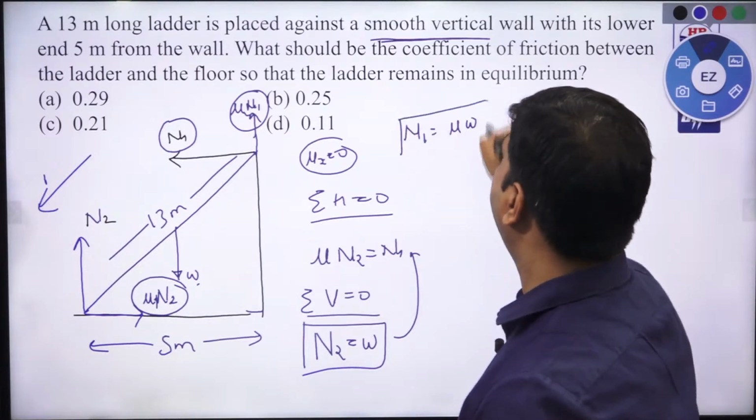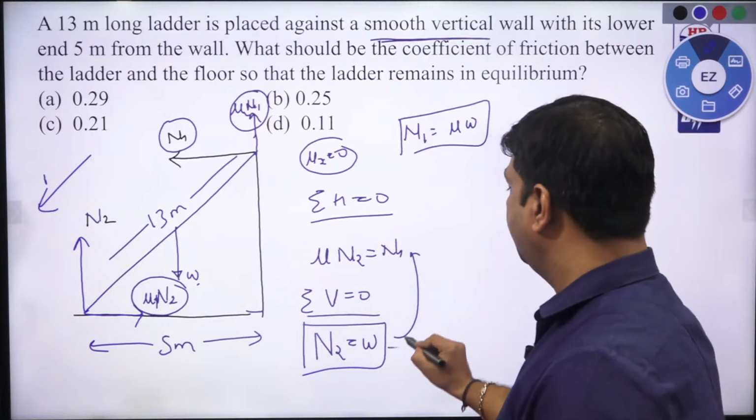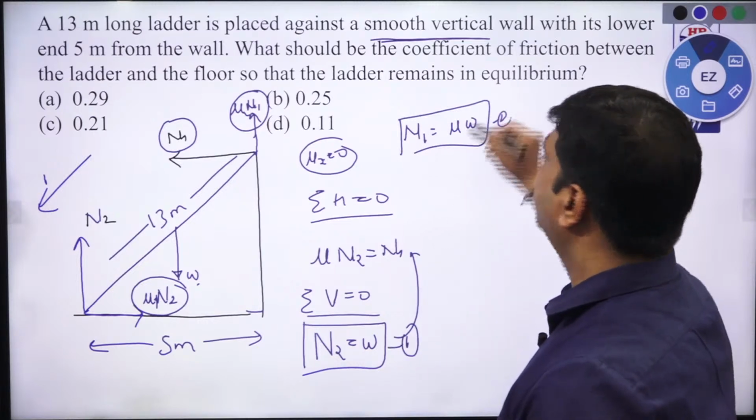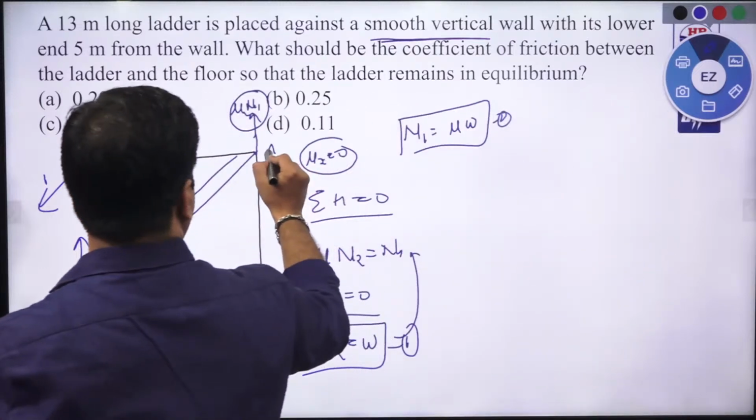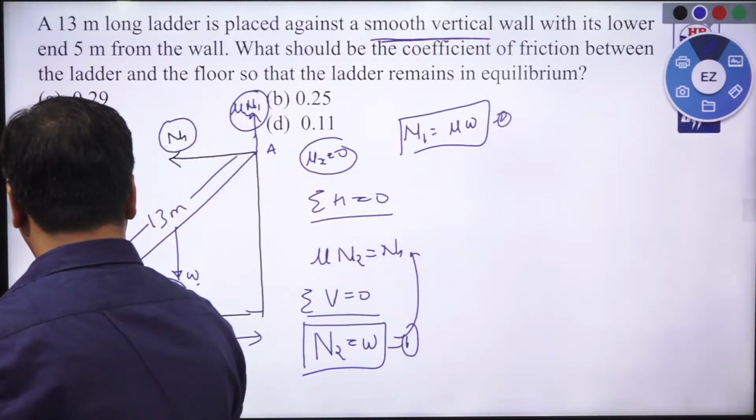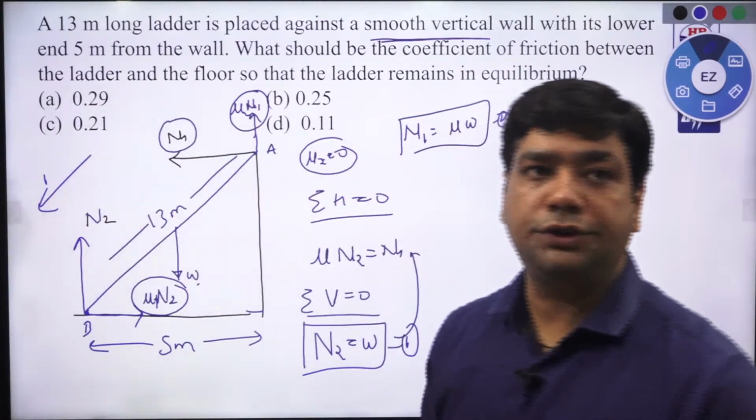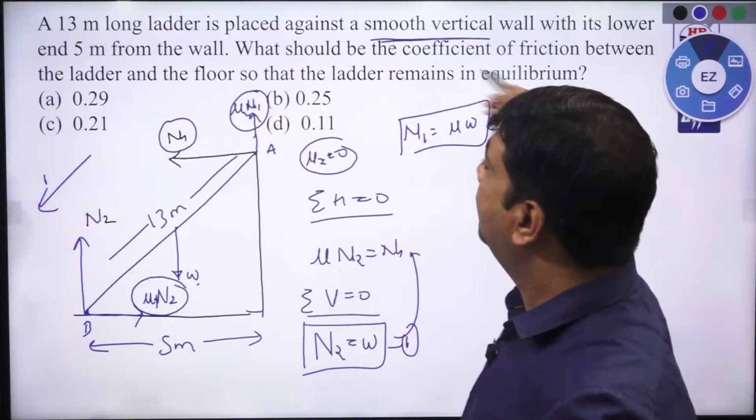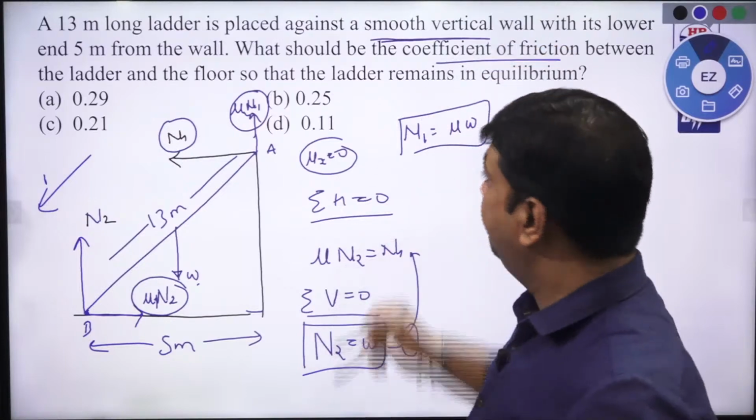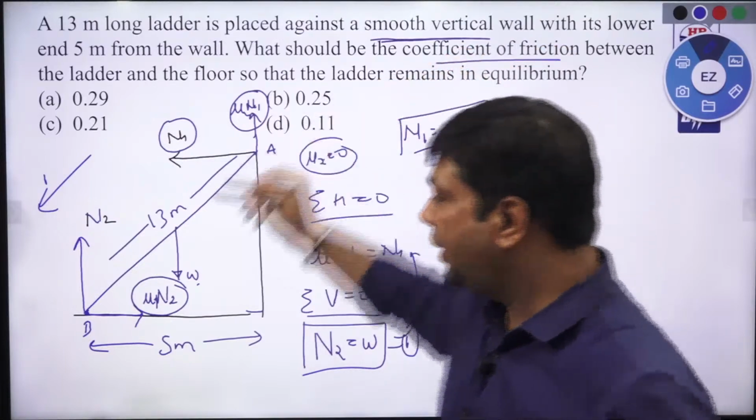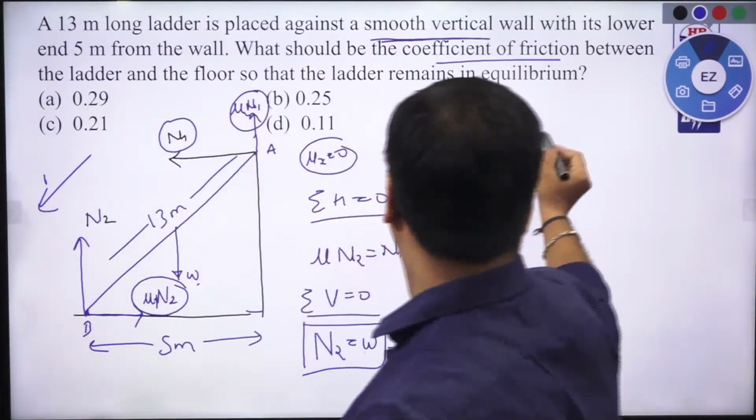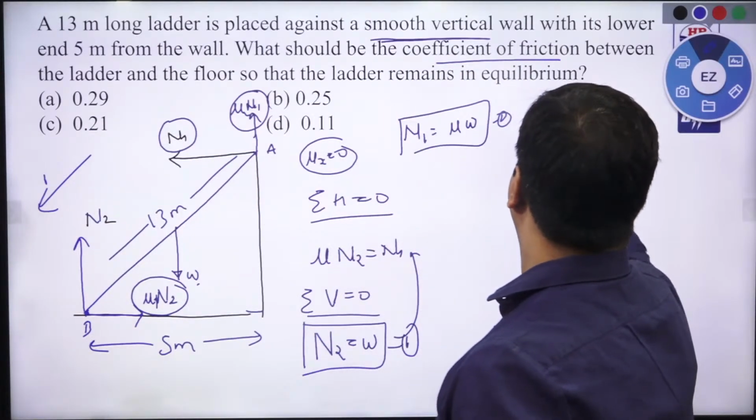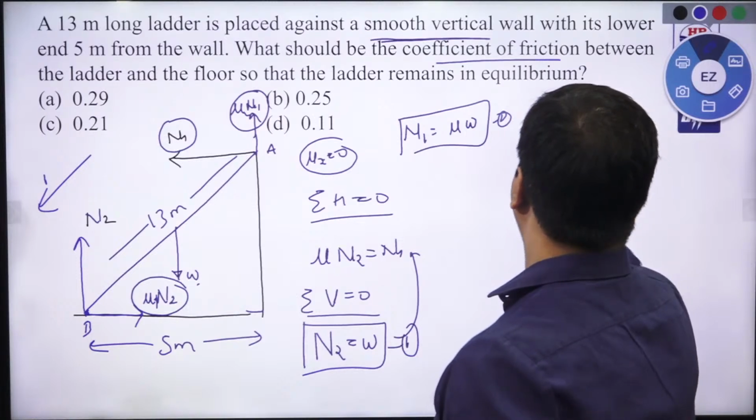This is equation number 1 and this is equation number 2. Both are in terms of W. So now take this point as A and this point as B. We need to find the value of the coefficient of friction at point B. So we just take the moment about the point A, so the moment about A equals 0.